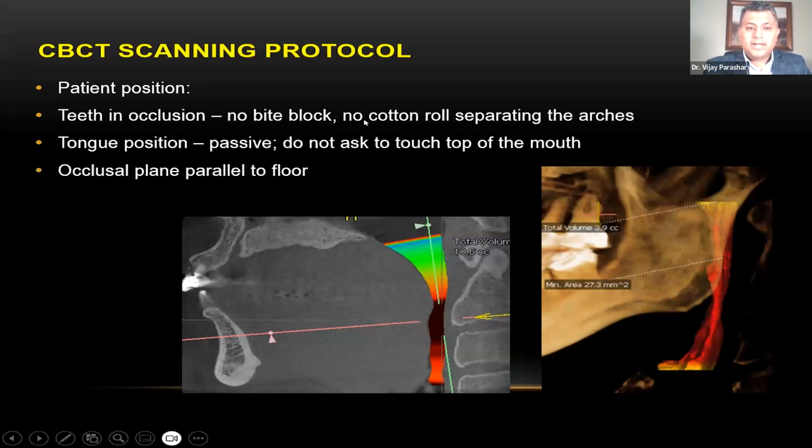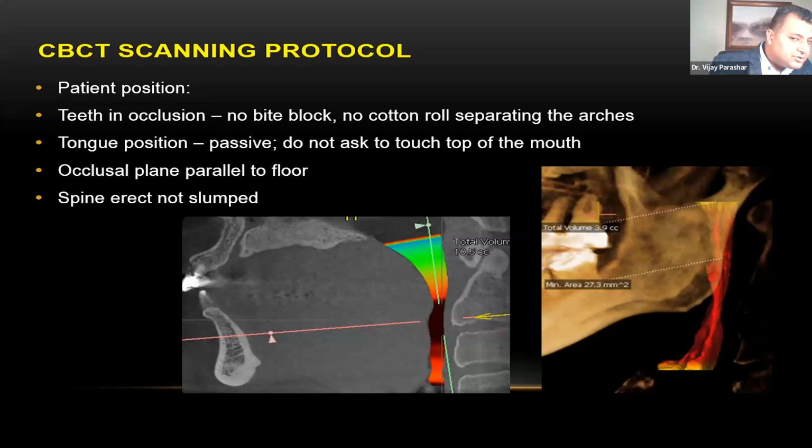And the occlusal plane, the mandibular plane, should be parallel to the floor, and the cervical spine, which we can see back here, should be straight. Patient should not be slumped into the unit. They should be sitting or standing straight in the unit. So these are some recommendations for your patient positioning.